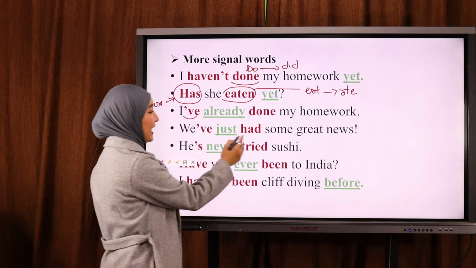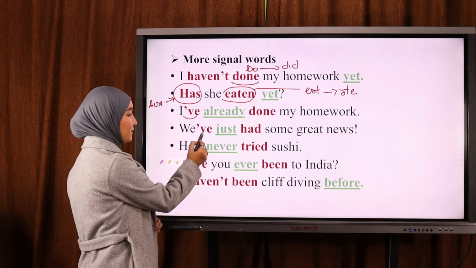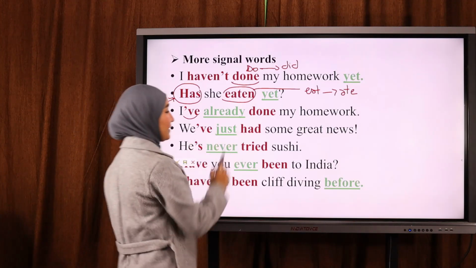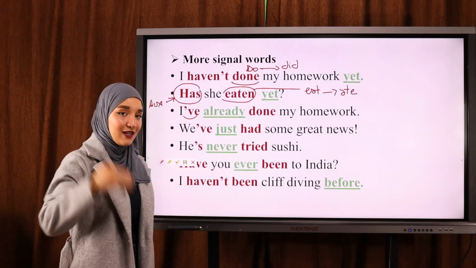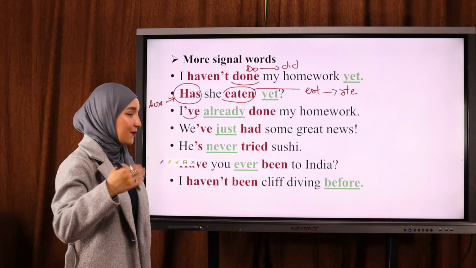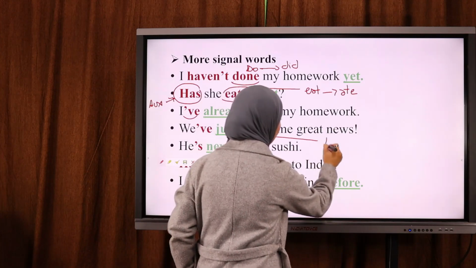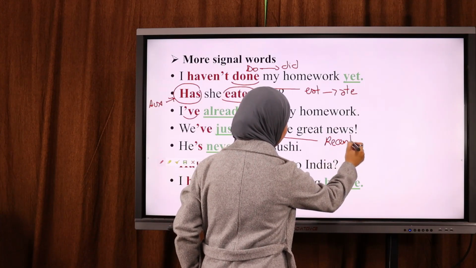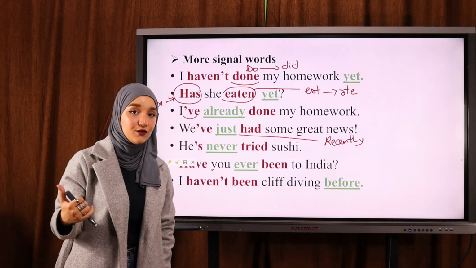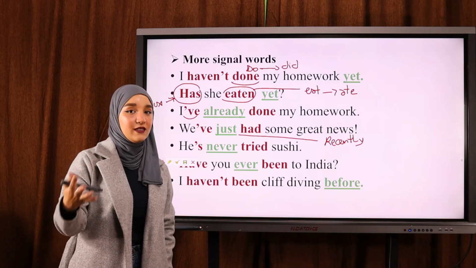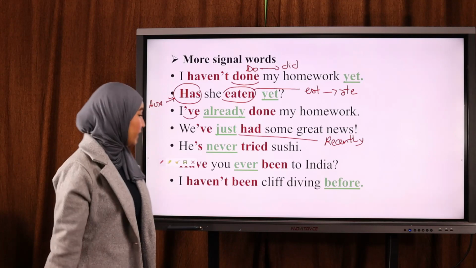We've just had some great news. We've, short for we have, we've just had some great news. So the signal word here is just, which means للتو, okay? لقد حظينا بأخبار جيدة للتو. So just, which means recently, للتو, okay? Just recently. Okay? For example, I say, I've just called you. Or I've just told you, لقد أخبرتك للتو. Or لقد اتصلت بك للتو. I've just called you. Okay?